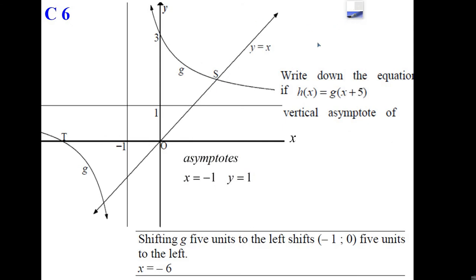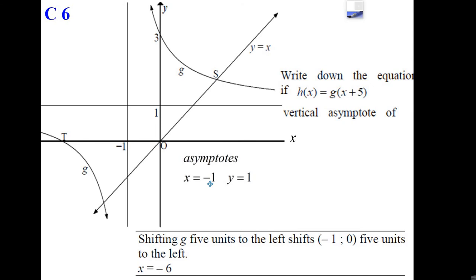Okay, it says, write down the equation of h of x equals g of x plus 5. What's the equation of the vertical asymptote? Well, the normal asymptote is minus 1. And all you have to know is if you're adding inside a bracket in one of these functions, a hyperbola, a parabola, even if you're adding in a trigonometric function, you do something surprising when it's in the brackets. Plus 5, you might think, oh, maybe it goes 5 to the right. But it does the opposite. It goes 5 in the negative direction. You must subtract 5 and you'll figure out where the new asymptote is.